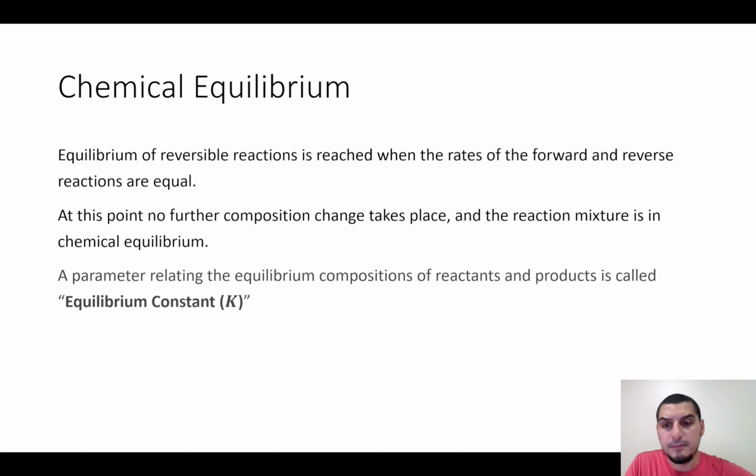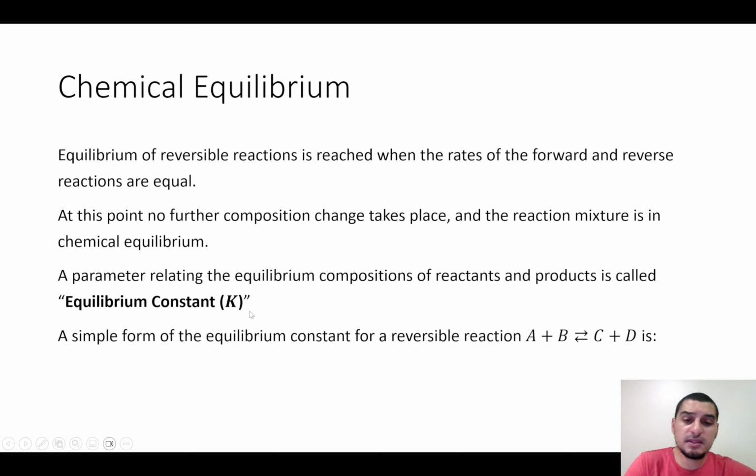So the parameter that we can use to relate the concentrations of the reactants and products in case of equilibrium is called the equilibrium constant, which has the symbol uppercase K. And let's say we have the reaction A plus B go to C and D, and it's a reversible reaction. Then the equilibrium constant equals the multiplication of the concentrations of the products, YC multiplied by YD, over the product of the concentrations of the reactants, which is A and B.